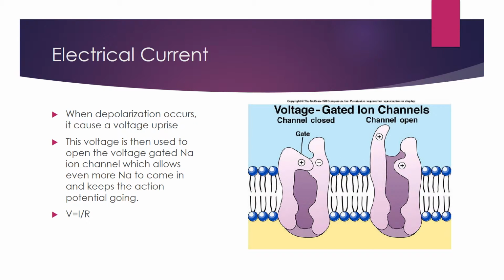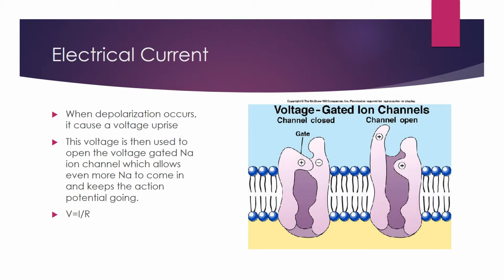Electrical current. When depolarization occurs, it causes a voltage uprise. This voltage is then used to open the voltage gated Na ion channel, which allows even more Na to come in and keep the action potential going. The picture right here depicts a voltage gated ion channel, and this voltage gated ion channel only opens when it is hit with voltage, which is coming from the action potential that has been created.